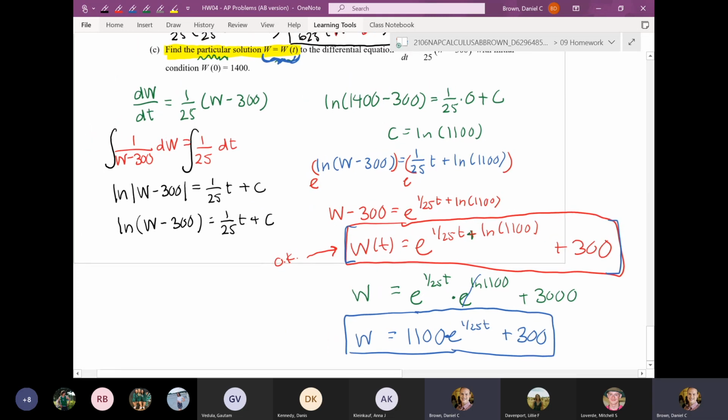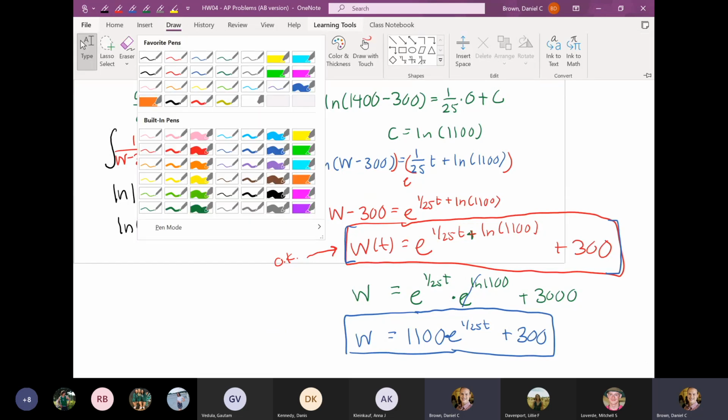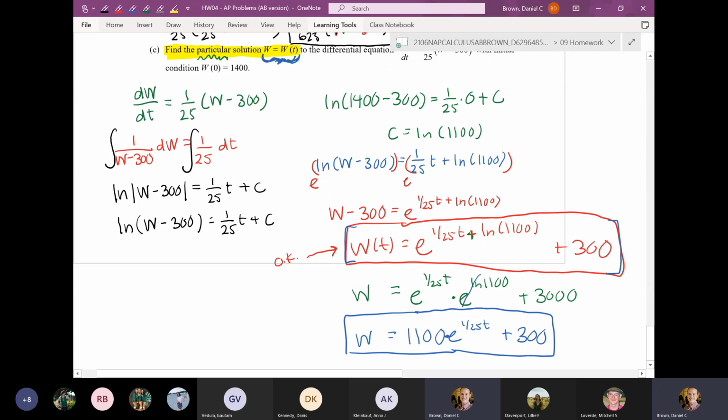Did want to talk about how this would be graded on the AP exam. This last one was worth 5 points. I would grade it similarly for your test. You got 1 point for separating your variables. You got 1 point for finding your antiderivatives. Here's an easy point: you got 1 point just for having plus c. You got 1 point for plugging in the initial condition. And then you got 1 point for having an equation in the form of W of t.